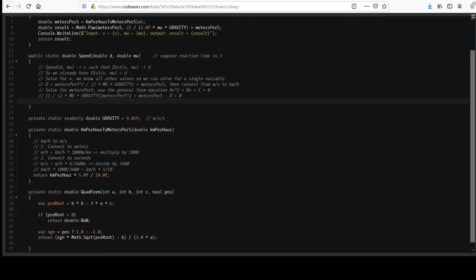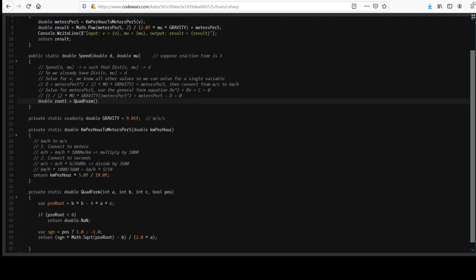So to get back to that, let's say double root 1. For this first root, we can use quad form, and we have to pass in the coefficients, right? A, B, C. Then we have the plus version and the minus version, so we'll actually make two lines, with root 2 made after this one.